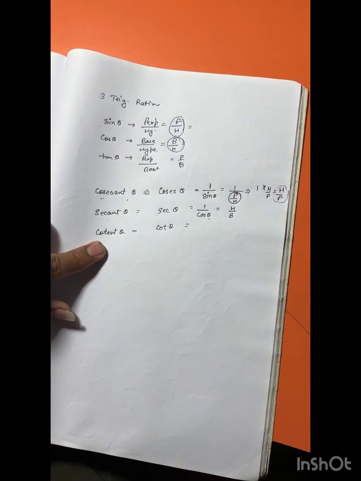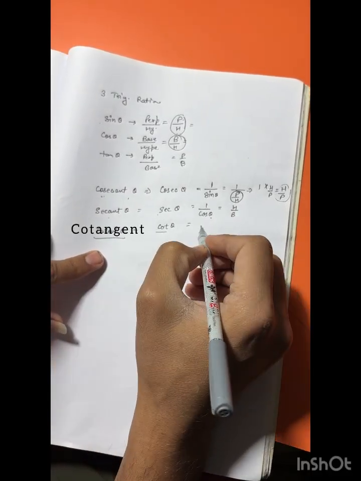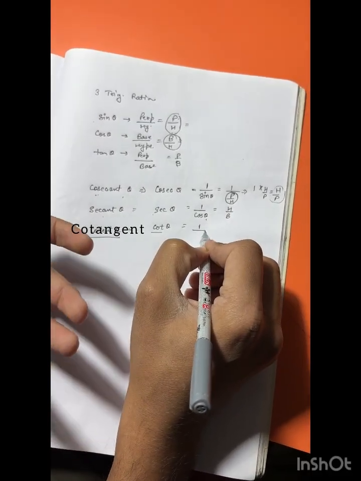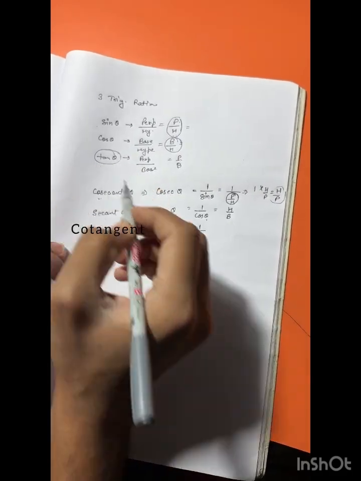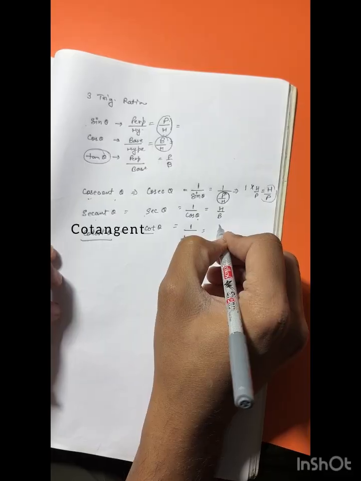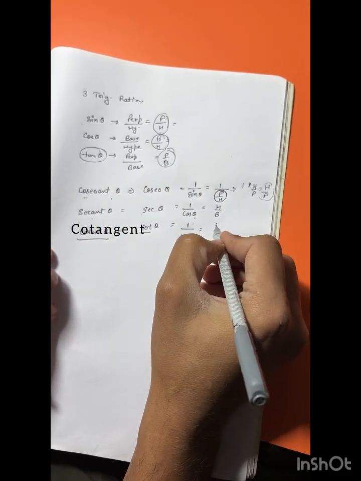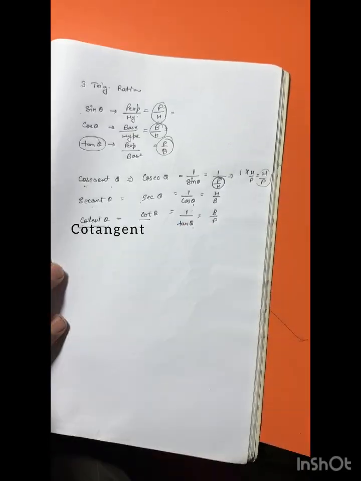Got it? Easy. Next, cotangent theta. Cotangent theta, or cot theta, is the opposite of tangent theta. So we can write it as 1 upon tangent theta, and tangent theta is p upon b. We can write it as b upon p.